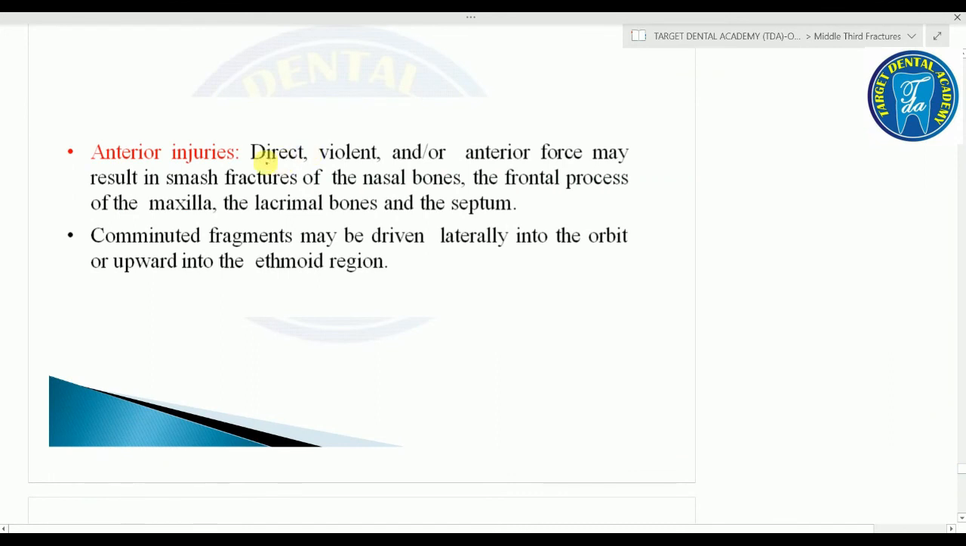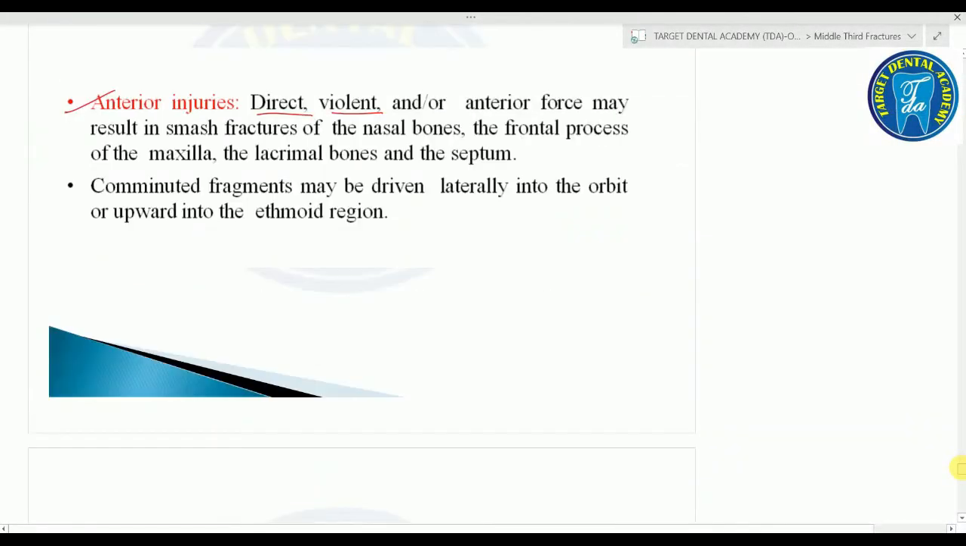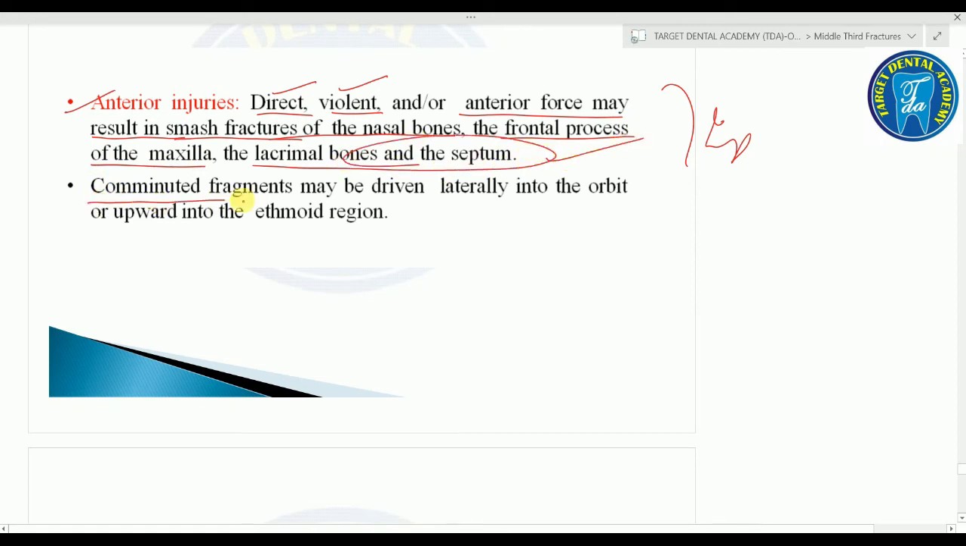There are two types of injury, the anterior injuries and the lateral injuries. Coming on to the anterior injuries, these are direct, violent, important. Anterior force may result in smash fractures of the nasal bones, the frontal process of the maxilla, the lacrimal bone and the septum. In this, the comminuted fragments may be driven laterally into the orbit or upward into the ethmoid region.